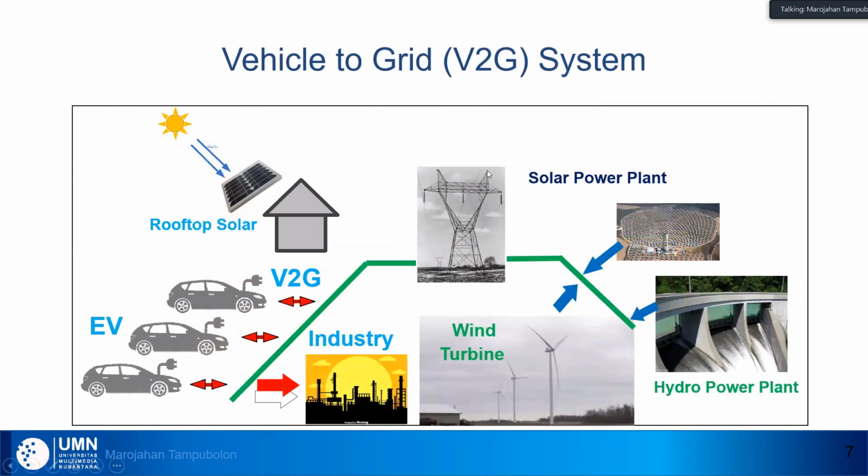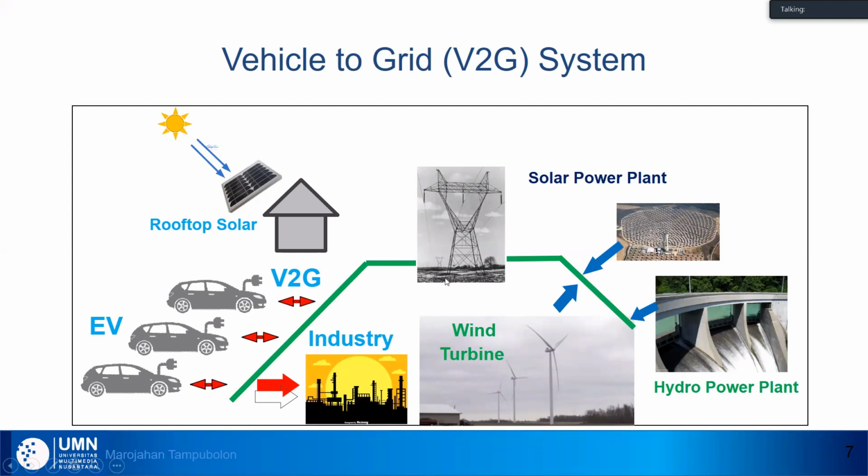So another one is about the vehicle to grid system. As I mentioned before, the proliferation of batteries can also be used as the storage device in the system. So you can see in this picture, we assume that all the power comes from renewable energy like hydropower, solar panel, and also the wind turbine.